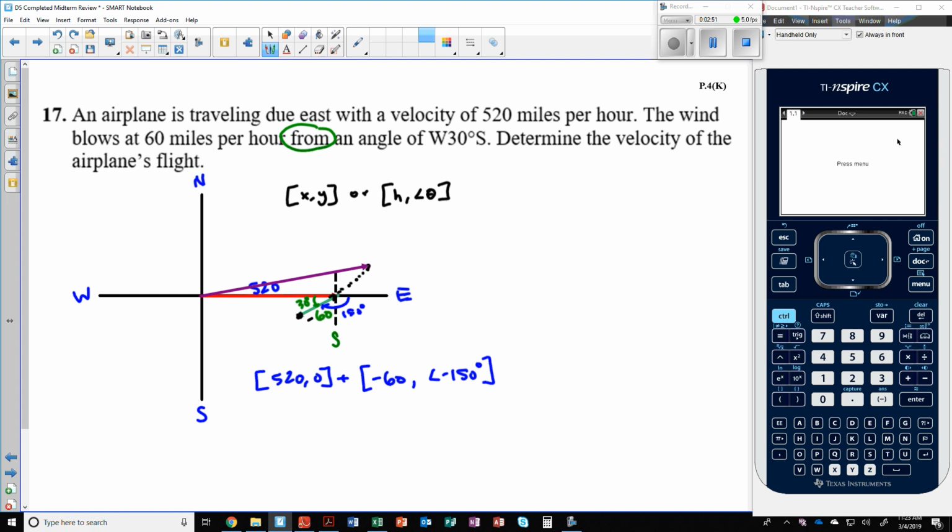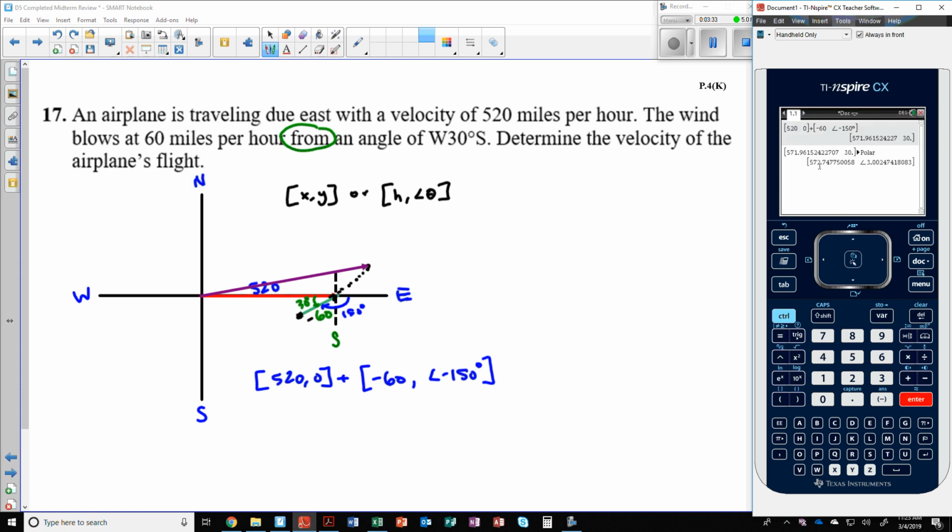So let's go over to our calculator. And so the first vector was 520, 0. And I add it to the vector negative 60, comma. Don't forget the angle symbol here. And negative 150 because the angle's going downward. And I'm going to put the degree symbol. I'll add that before I convert to polar. I need to switch out of radian mode to degree mode. So that's what I do here. Hit make default. So I just clicked on this little button right there. And I'll say menu 7C4.